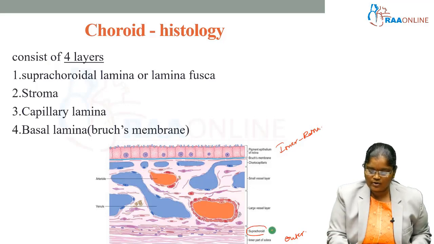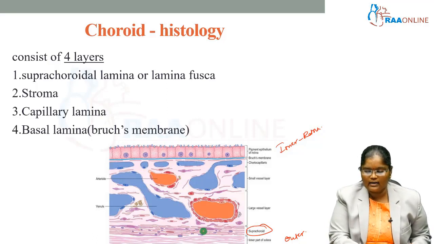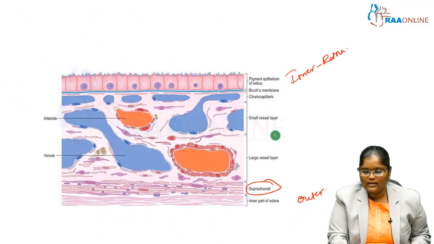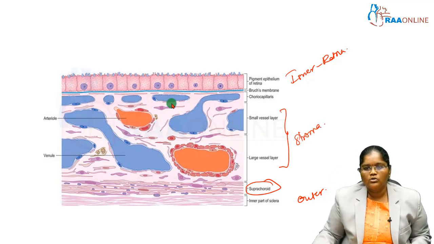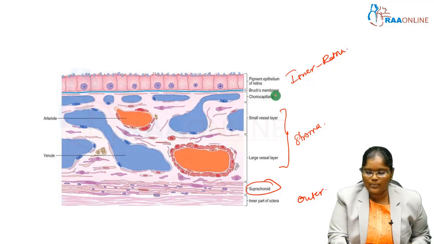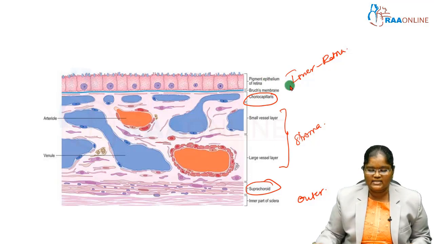This outer coat, first layer, is the suprachoroidal lamina or lamina fusca. It contains the collagen fibers. And then the next layer is the stroma. The stroma contains both large blood vessels as well as the small vessels. So that forms the second layer. And the third layer contains capillaries called choriocapillaries. And the last one is the Bruch's membrane or the basal lamina.